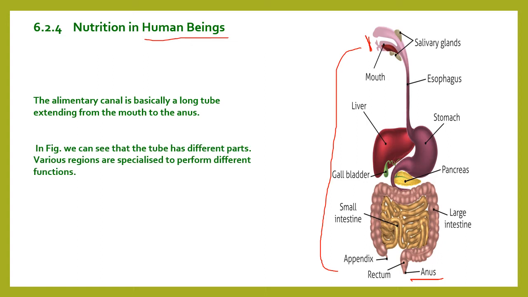In figure, we can see that the tube has different parts, and they are specialized to perform different functions. Mouth है, mouth में salivary glands, then esophagus, stomach, liver, gallbladder, pancreas, small intestine, large intestine, appendix, rectum, and anus. These all are the different parts of digestive system in human being, and all the parts have their own special work to do.